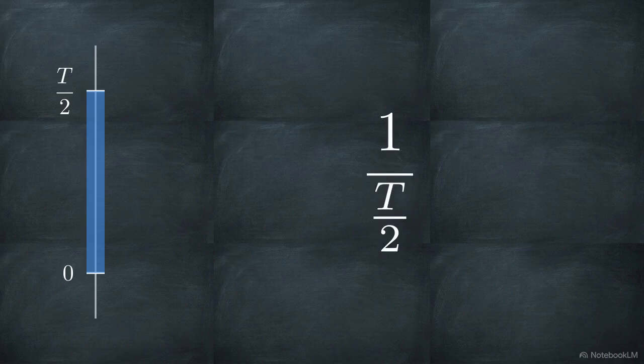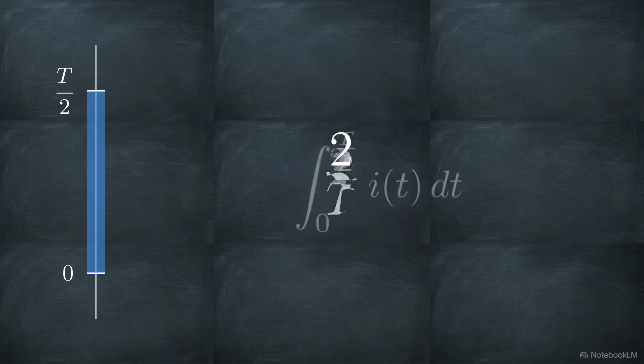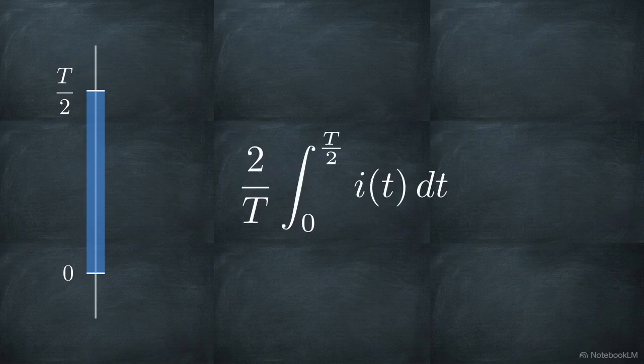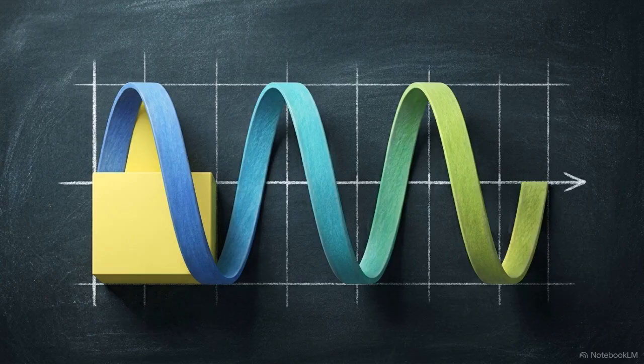We set the boundaries of the integral from time 0 to the halfway point, T over 2. Dividing the whole expression by the time interval of T over 2 is the same as multiplying by its reciprocal, bringing 2 over T to the front of our equation. This algebraic setup is now ready to calculate the exact geometric area of the positive AC pulse.